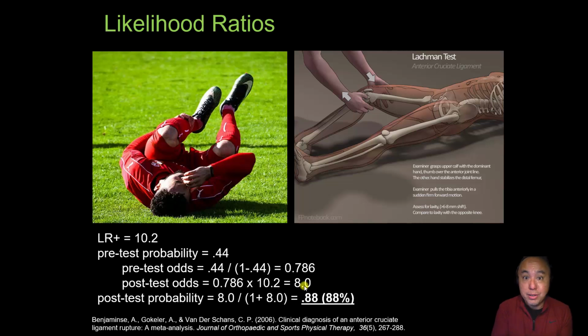If you do the Lachman's test correctly, and I'm sure you as an AT, as a PT, have a lot of experience doing this, then you can be confident that, oh, you know what, there's an 88% probability that this person has a torn ACL given a positive test.